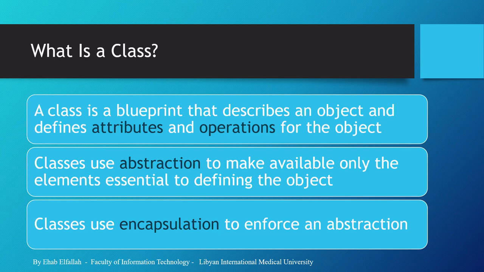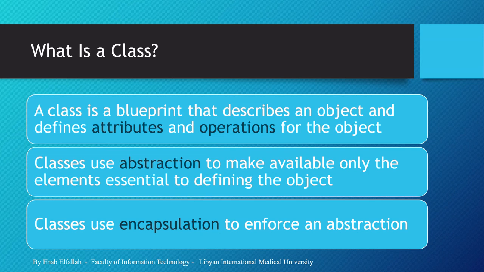So classes usually use abstraction to make available only the elements essential to define the objects. Abstraction is used, as I said before, to hide or protect some of the attributes or methods that you do not want to offer to the object user. So if you want to protect some variables or attributes or methods, we will use abstraction.